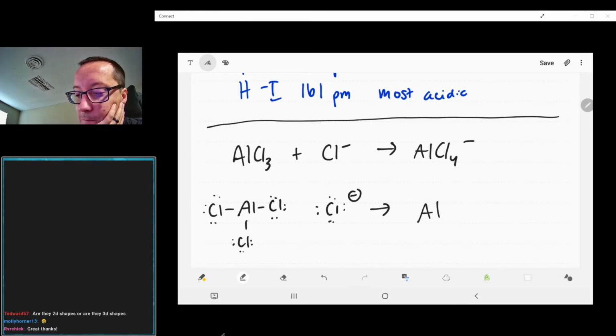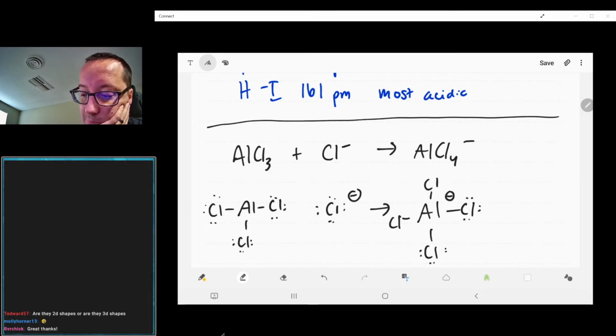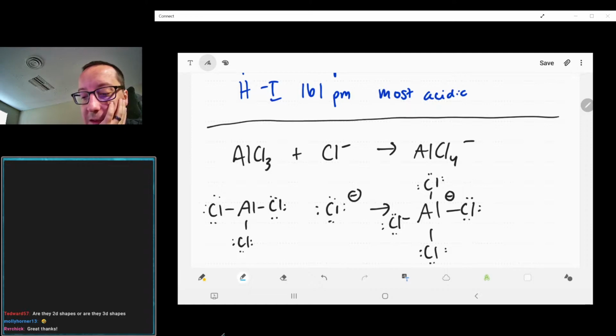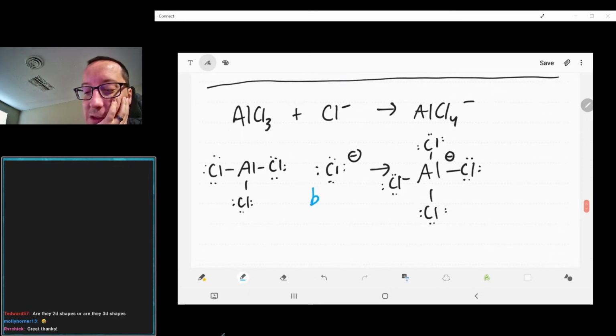So if we were to draw this, okay, here we go. We can see that, actually, we don't even really have a choice. This one has to be the base, right? It is full of electrons. It cannot take any more lone pairs. And in fact, aluminum doesn't have any lone pairs to give. So that's another easy way to tell.